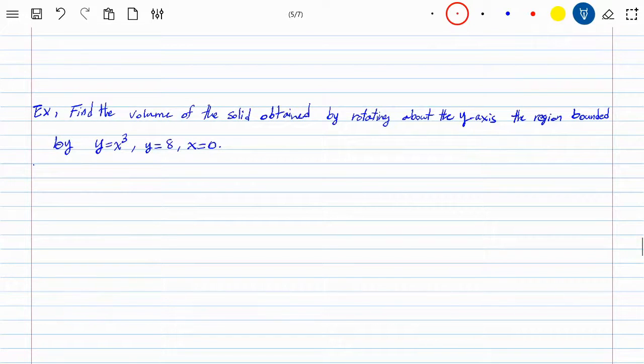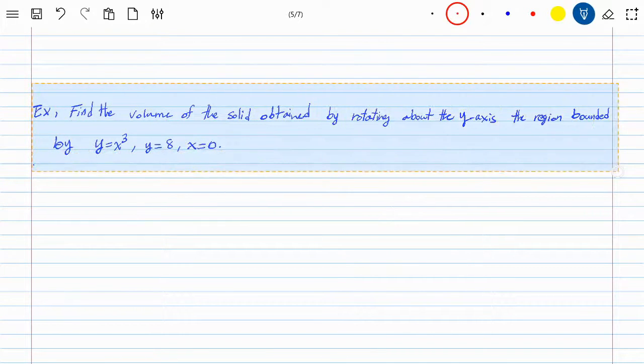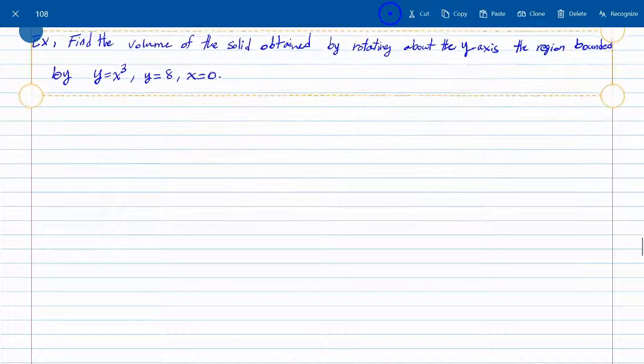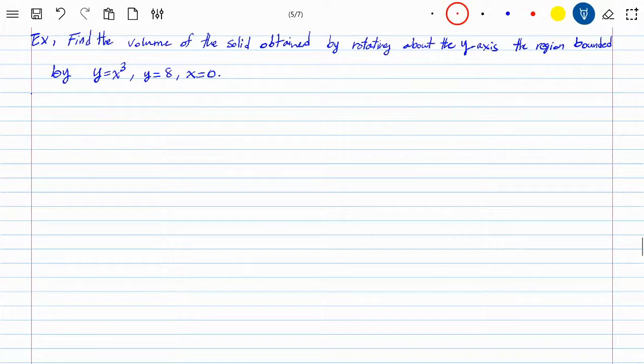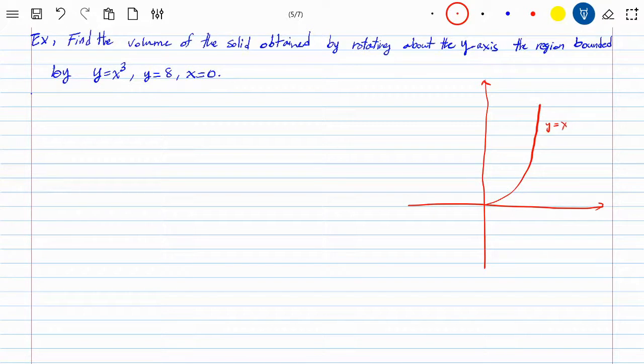Okay, here's another one. Find the volume of the solid obtained by rotating about the y-axis. This time, what we rotate is the bounded region. Let me shift this up a bit. So what we have are these three curves, these three functions. One is y equals x cubed. The other one is y equals 8. And x equals 0 is basically the y-axis.